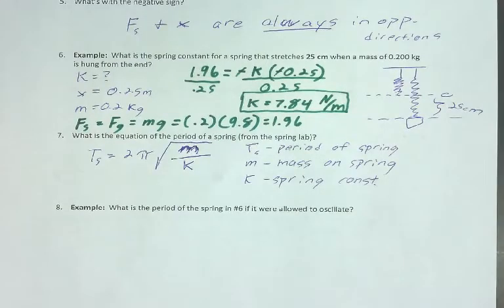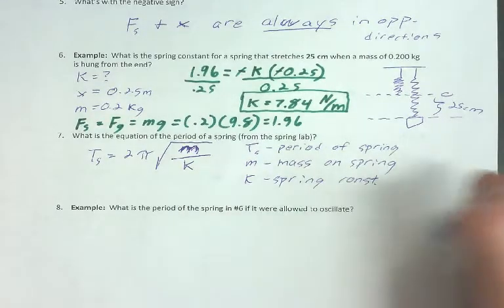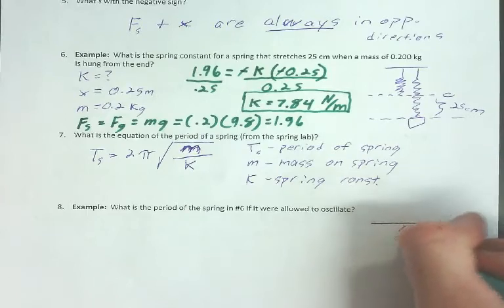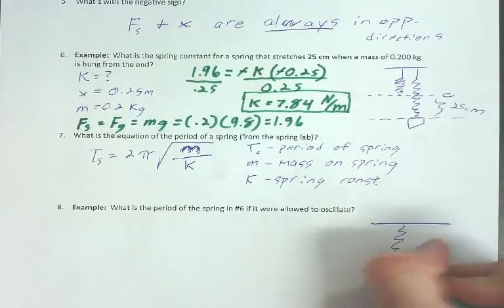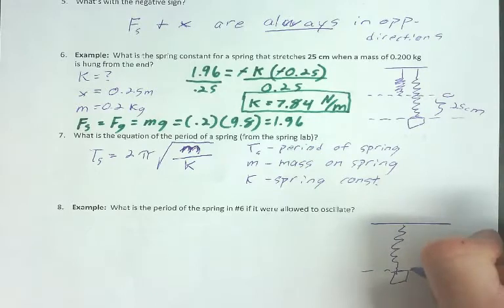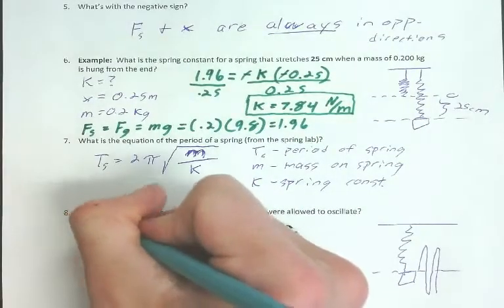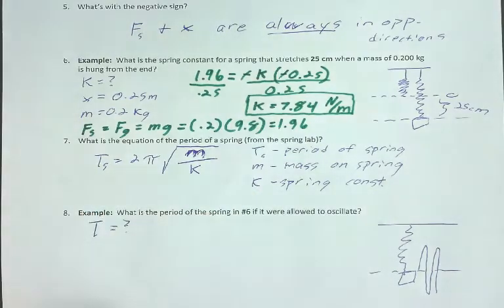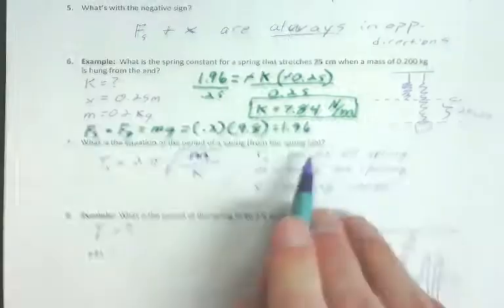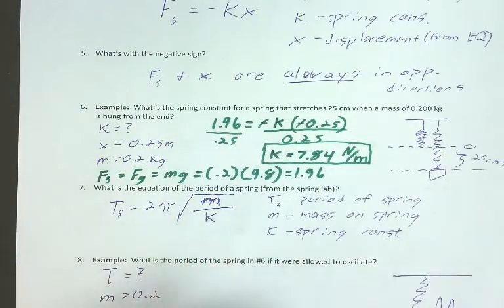So what is the period of the spring in number 6 if it were allowed to oscillate? If we let it bounce up and down, go up and then come down and then go up and then come down, what's the period? So we're solving for period. The mass on the spring was 0.2. And the value for K we just found was 7.84.